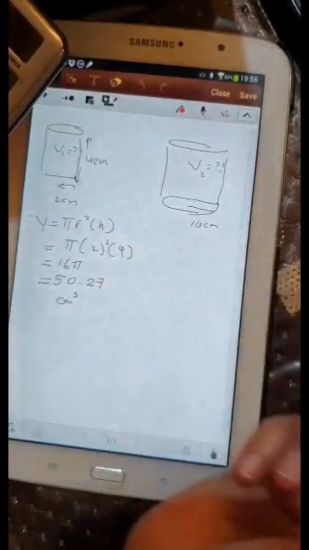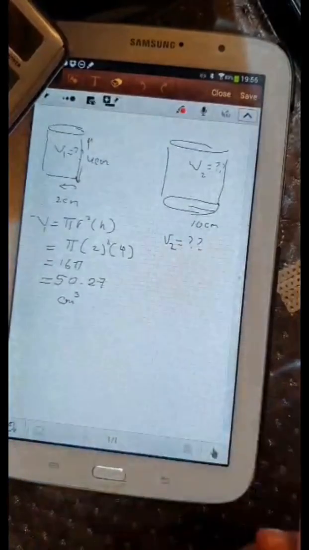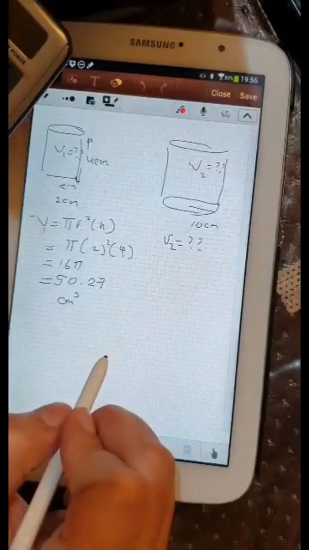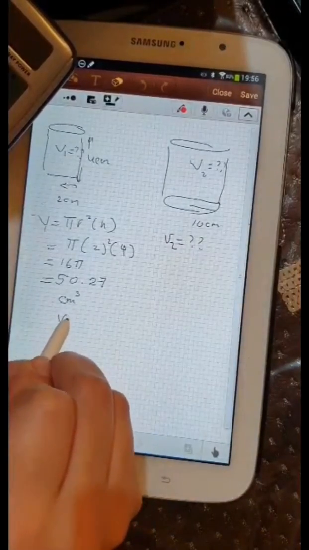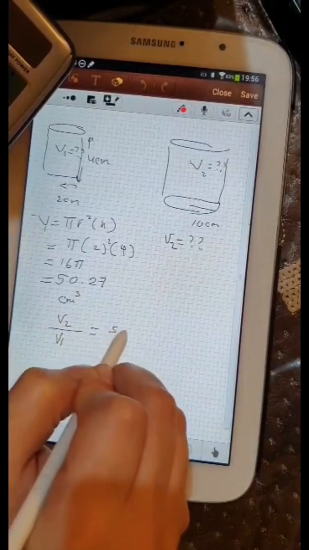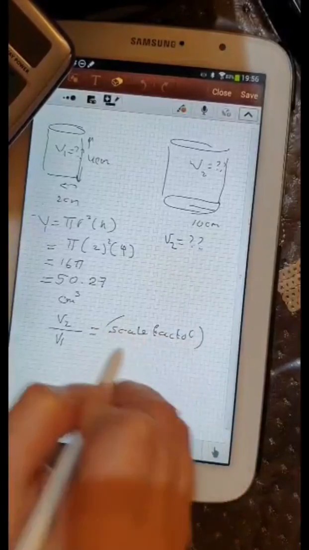In the second volume, this is what I'm going to find. But I have the radius given for us here. So now I can apply my similarity rule, saying volume 2 over volume 1 is equal to the scale factor to the power of 3.